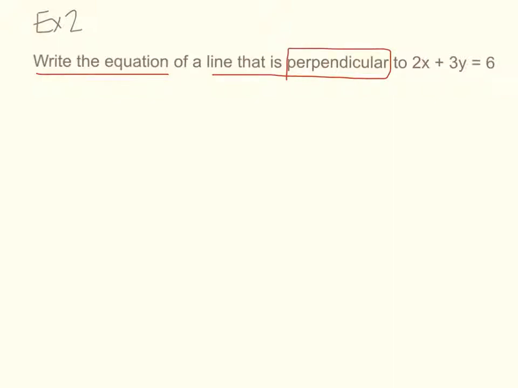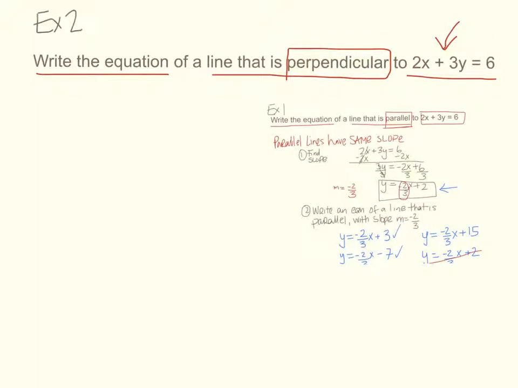And they want it to be perpendicular to this line here. Wait, I recognize this equation. Didn't we do some math with this equation before? Oh yeah. Remember in the last problem, they asked us to find a line that was parallel to the same line. And let's see, we said parallel lines have the same slope. Do perpendicular lines have the same slope?